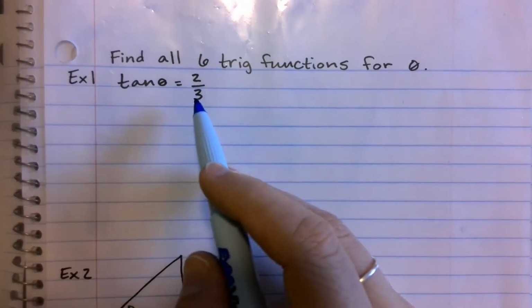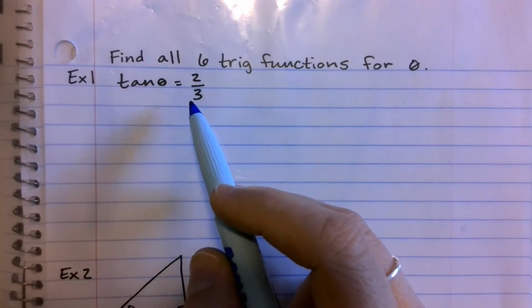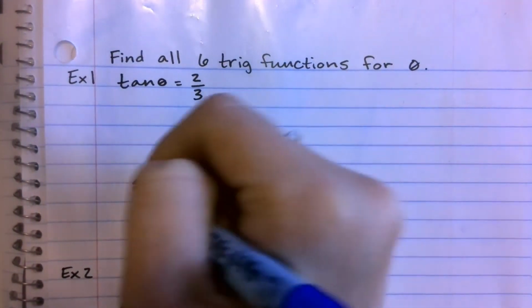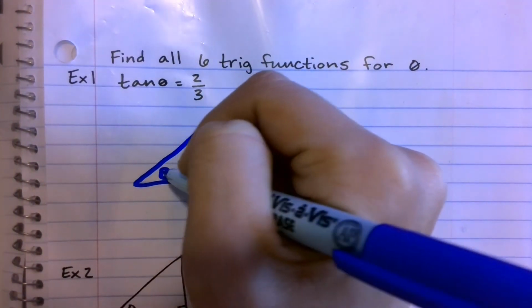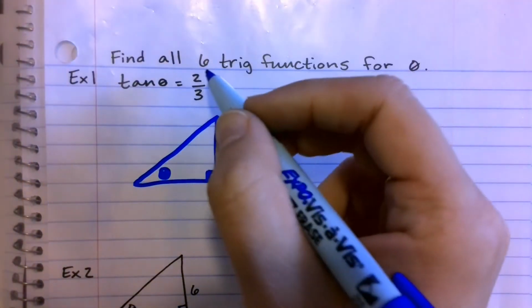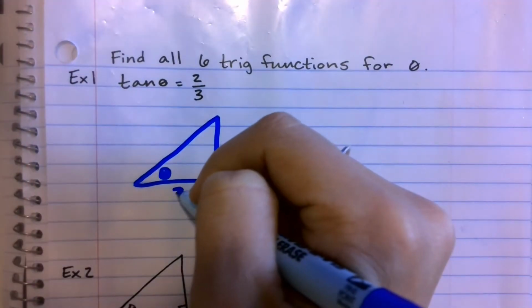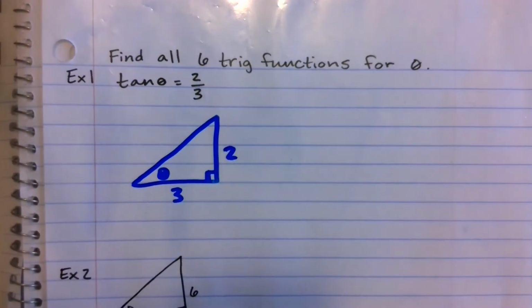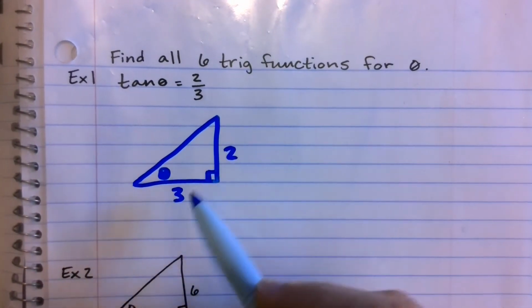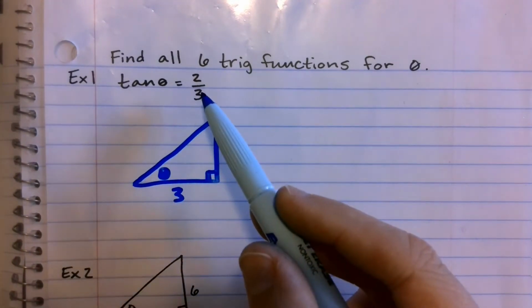So because I know that the tangent of theta is 2/3, what it's really telling me is that if I have a right triangle, and we could put theta wherever we want, it's just gonna look like a blob. But if I have the tangent of theta is 2/3, that means my opposite over adjacent is 2 and 3. Now, this is simplified, so it could be that these sides are actually like 4 and 6. That would still be the same ratio, 2/3.